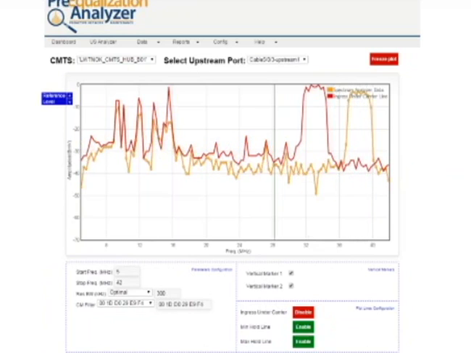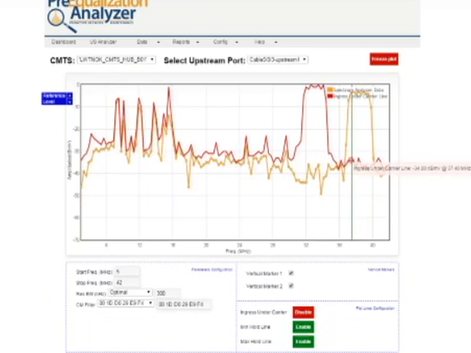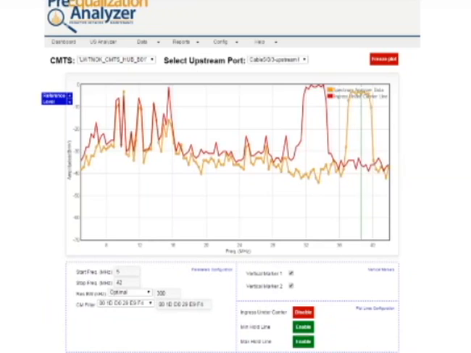Now it's showing all of this over here as being ingress. That's because this isn't traffic that's going to this port, but this is what we care about here. And you can see that our ingress is not very high in comparison to our signal peak. So in this case, our carrier to noise ratio is quite good.